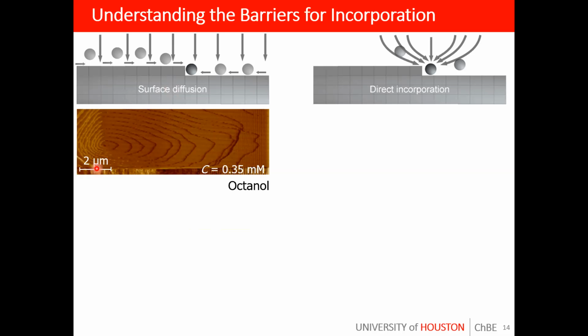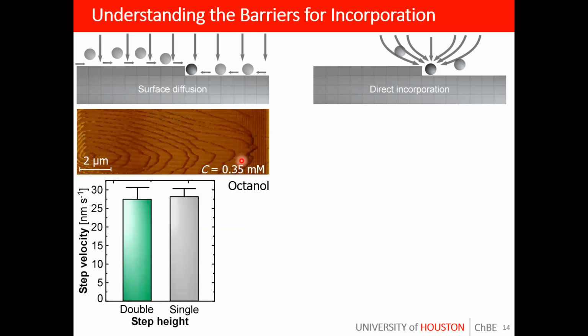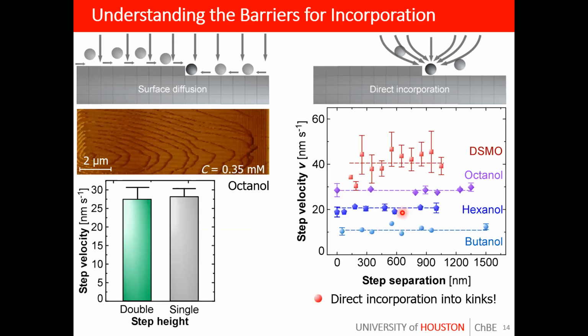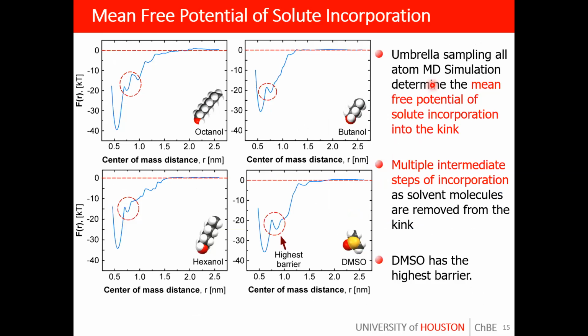So we monitor the step velocity of ethyl in octanol for very well-separated steps as well as closed steps. And what we see is that irrespective of whether it's a double step or a single step, they have very similar velocities. The same trend is seen in all these solvents: the step velocity doesn't depend on the step separation, indicating that it is indeed growth by direct incorporation. So the molecule directly comes and gets incorporated into the kink.